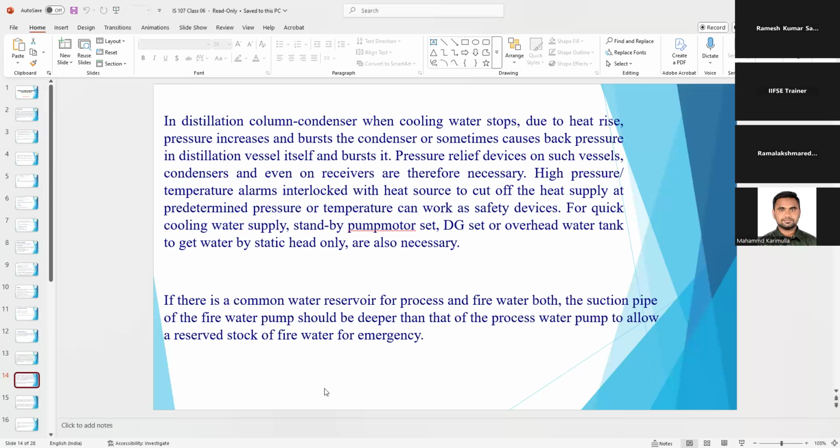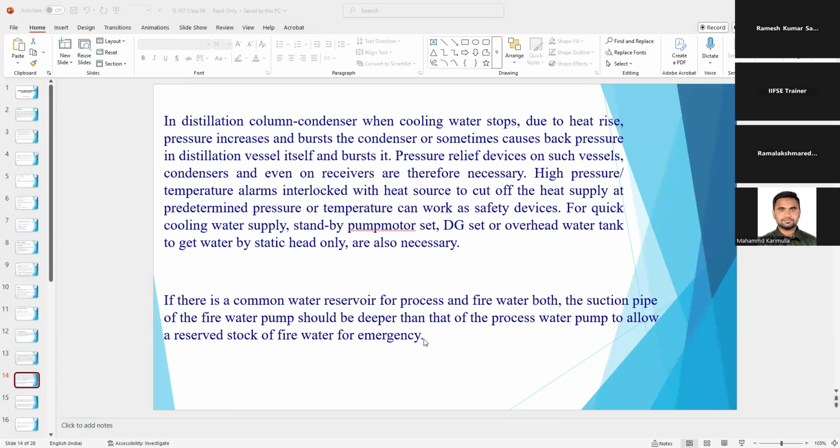A quick water supply and the DC backup are also required in case of any power failure. And there is no common water reservoir for both the process and fire water. The suction pipe for the fire water pump should be deeper than the process water pump to allow a reserved stock of fire water for emergency.